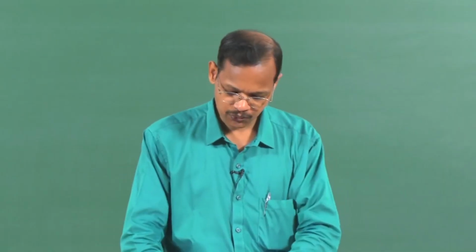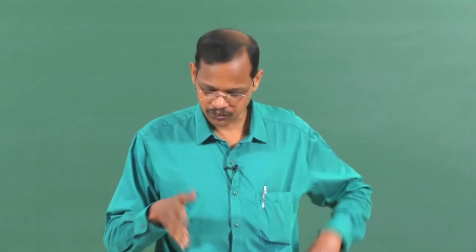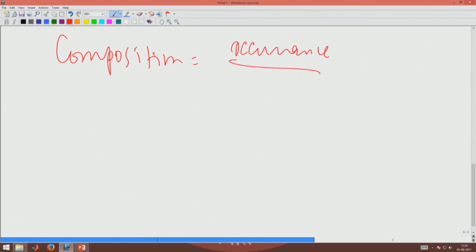So, comparing these two, we cannot say that this A is highly dominant in the case of the second protein. So, in this case we need to normalize, right. How to normalize it? With length. So, in this case composition is the occurrence divided by length.